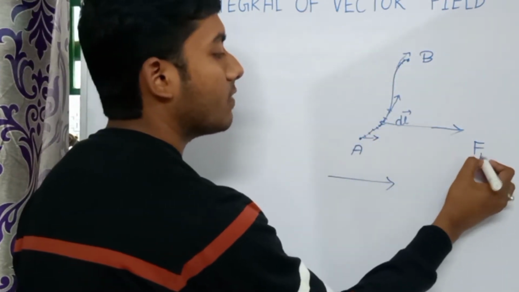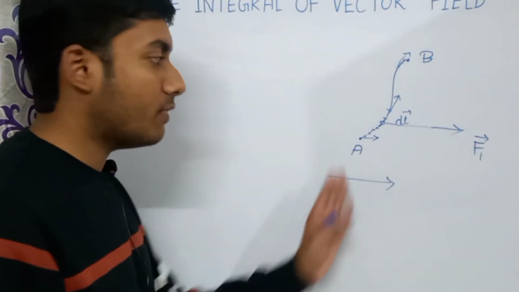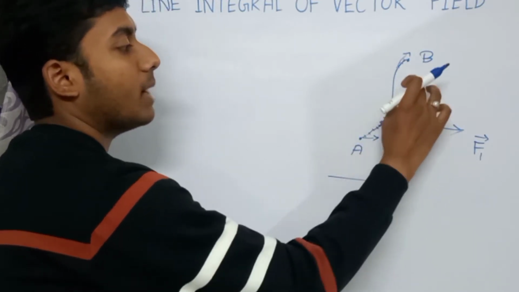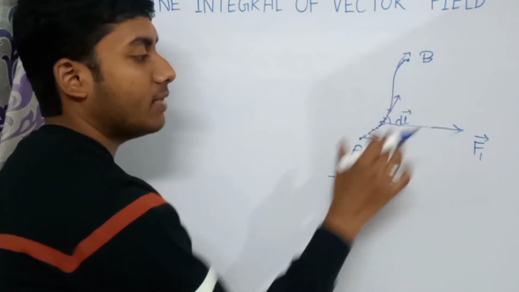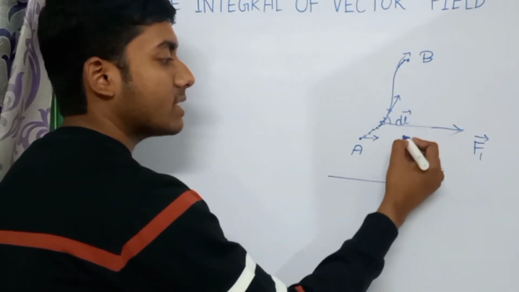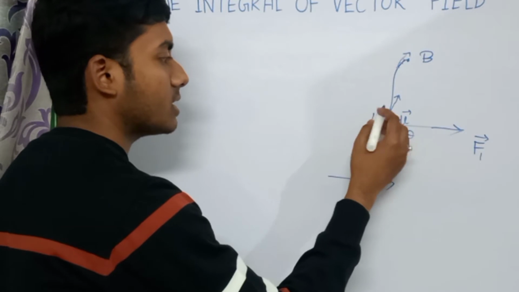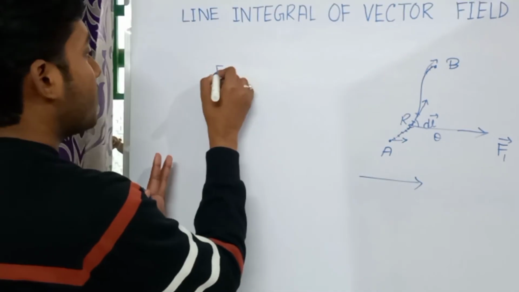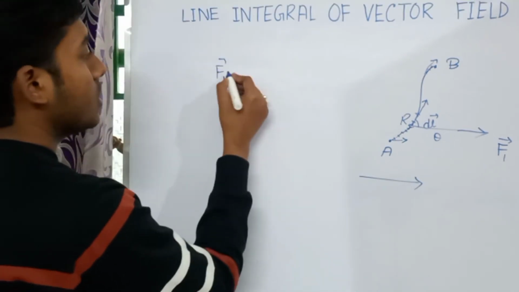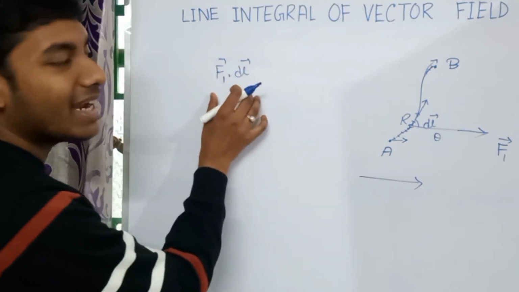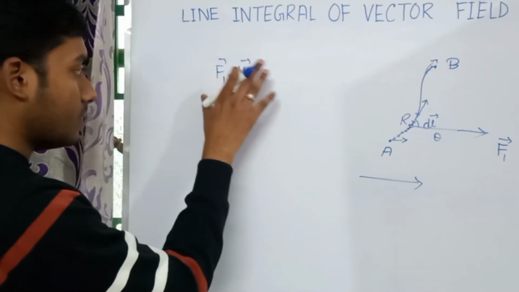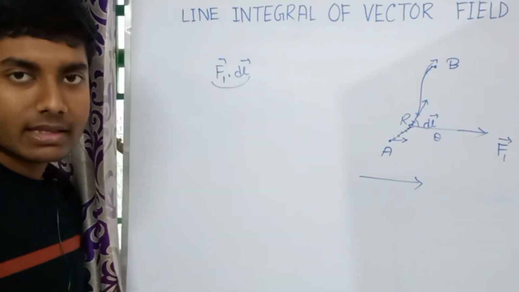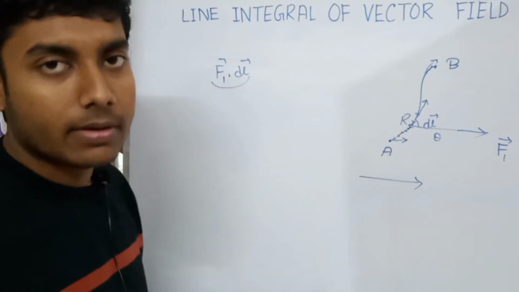Suppose at this point the vector field is F1, and the angle between dl, the path element, and the vector field is theta, at this point r. Now F1 vector dot dl vector, this dot product, what will it be? The result will be a scalar. We know that the dot product result is a scalar.